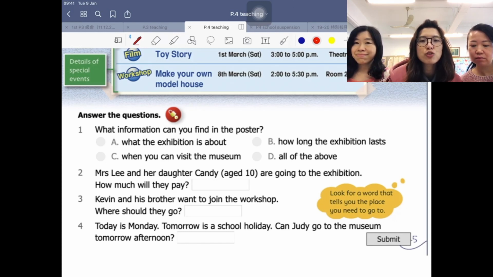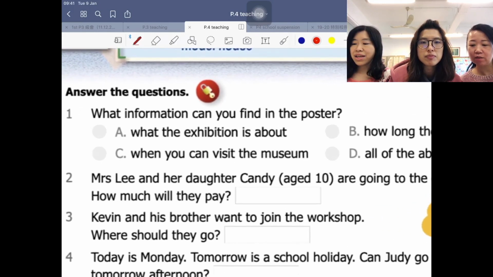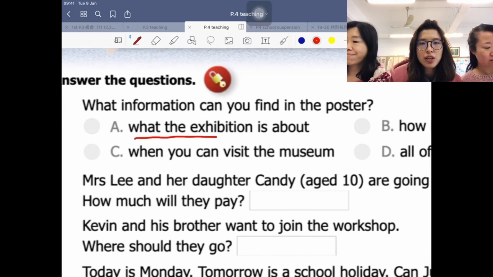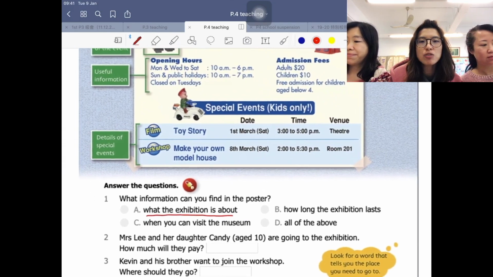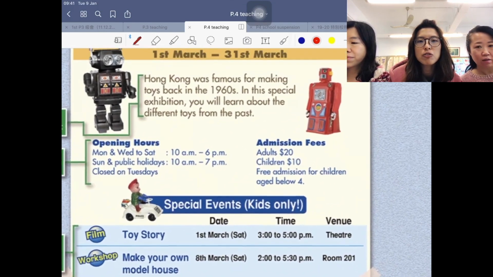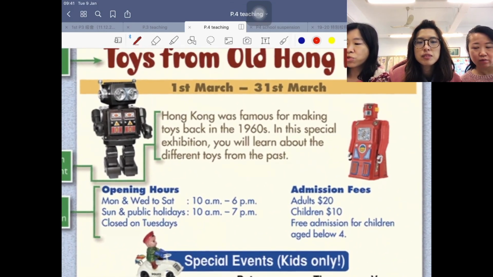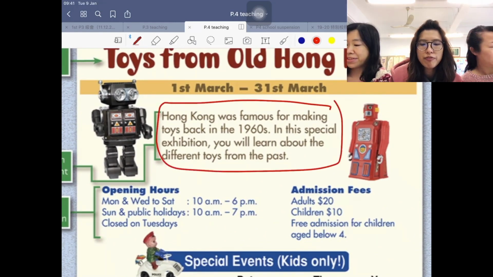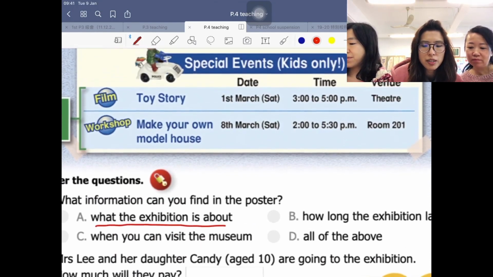So let's look at the first one. The first one is what the exhibition is about. Can we find what the exhibition is about, Mrs. Guan? Yes, from the description of the event. Right, so we found it. So this one is a tick.